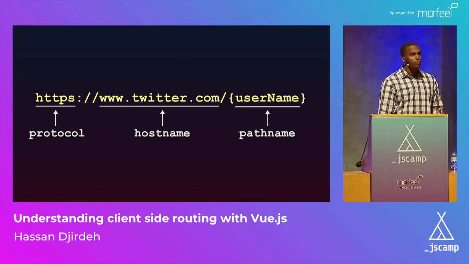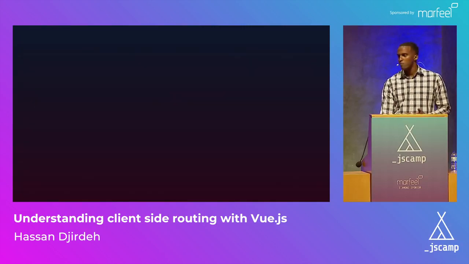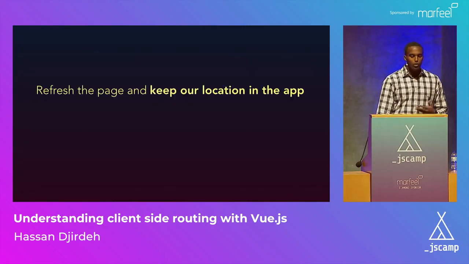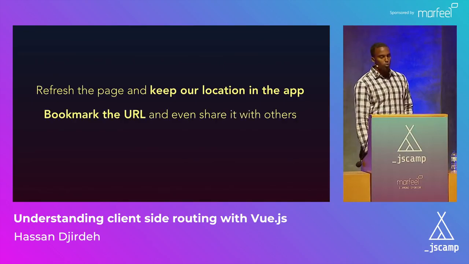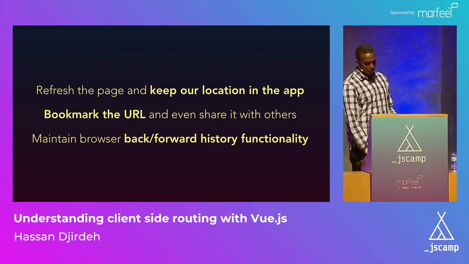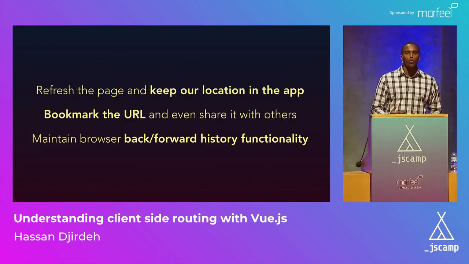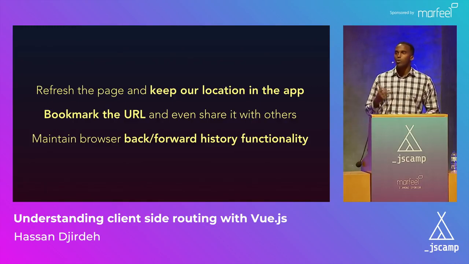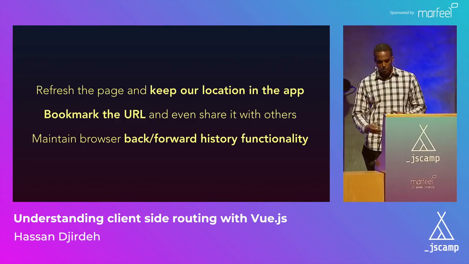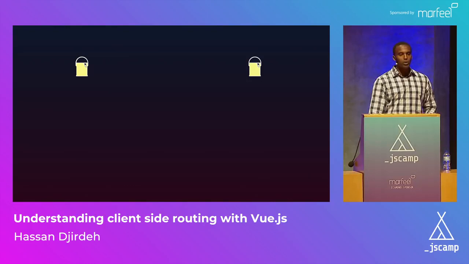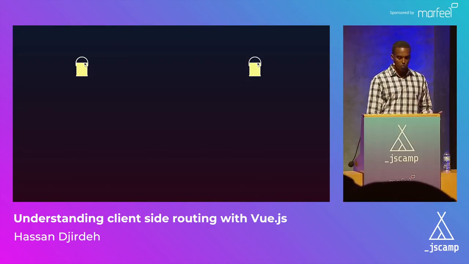Like I said, we're all familiar with this, but it gives us a significant number of advantages. We're now able to refresh pages and keep our location in the app. We're able to bookmark URLs and even share them with others. And finally, we're able to maintain browser back-forward history functionality. So if we were going to implement routing into a web app, these are the things we want to make sure work. With that being said, how do we actually go about implementing routing within a web app?